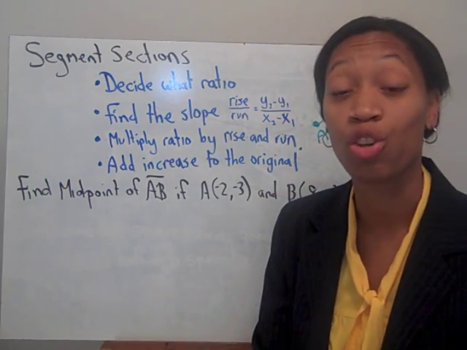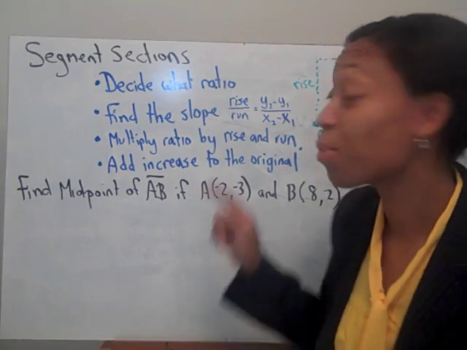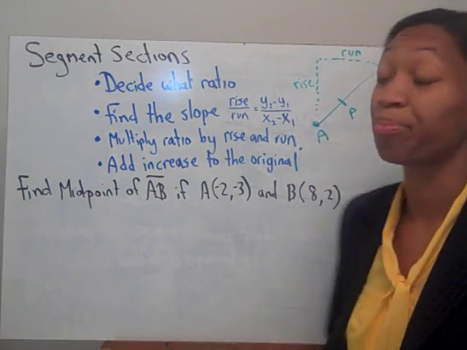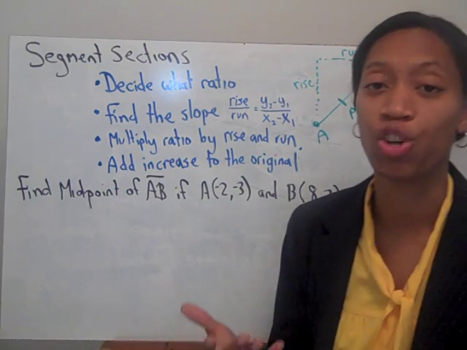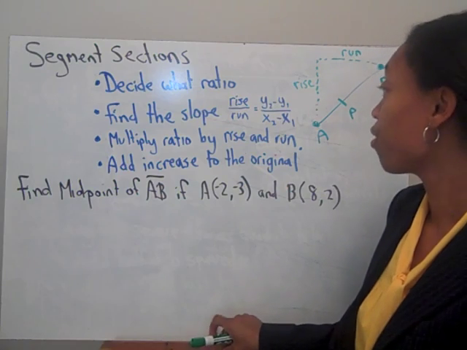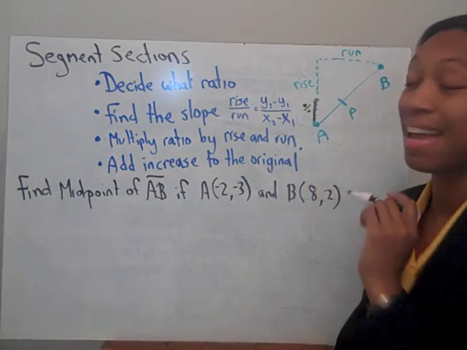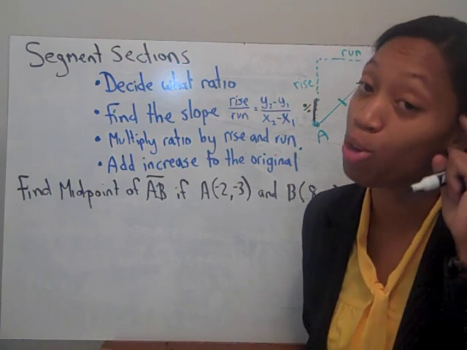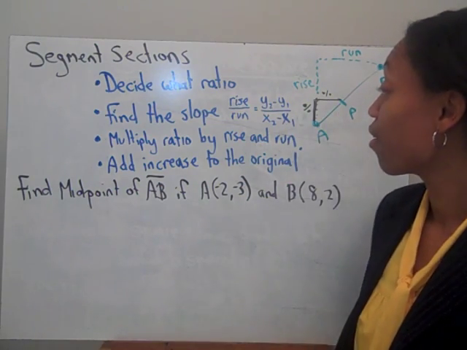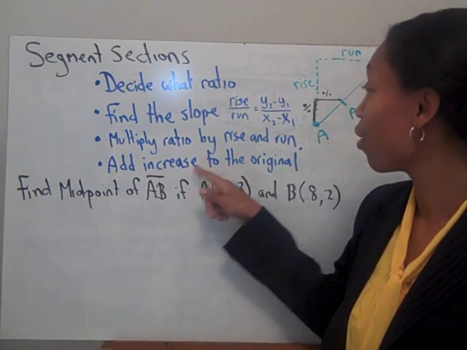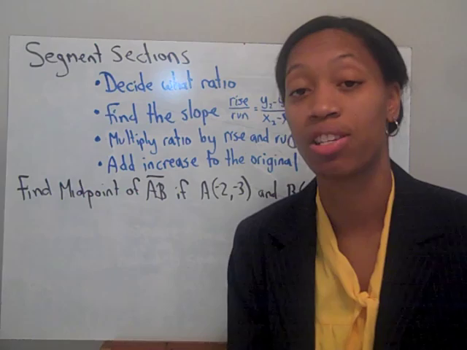Alright, and then what you're going to do is find the rise and the run of that segment. Find the slope, the rise and the run. After you find the slope, you're going to multiply that by whatever ratio they asked you for. So you're going to find a percent of the rise, not the whole rise, but just part of it, and not the whole run, but just part of it. You're going to multiply by a percentage, by your ratio. Then you're just going to add those numbers to your original point to figure out where your new point is. You're going to add that increase to the original.